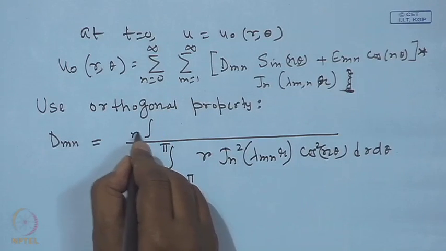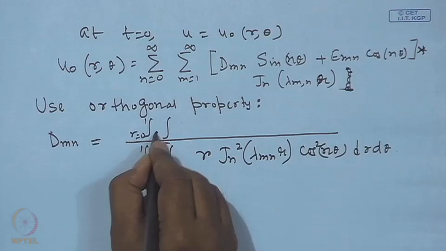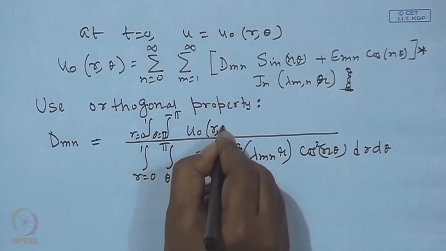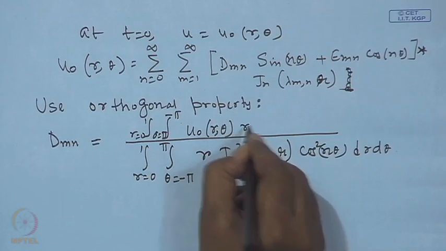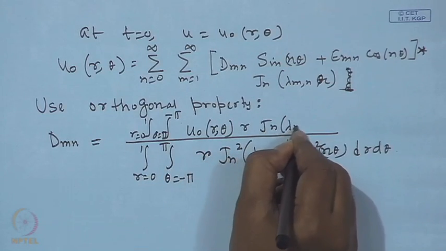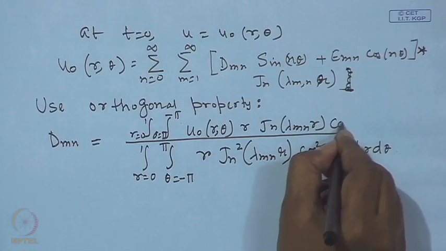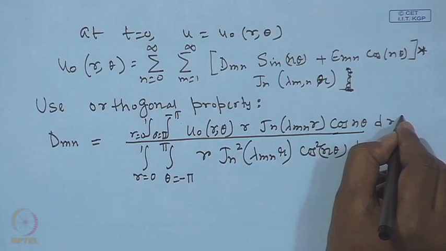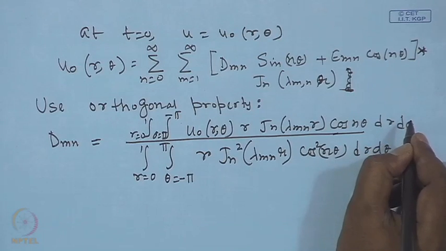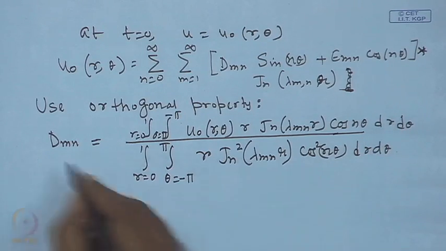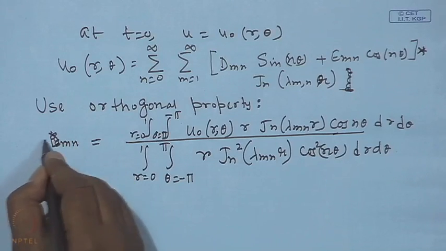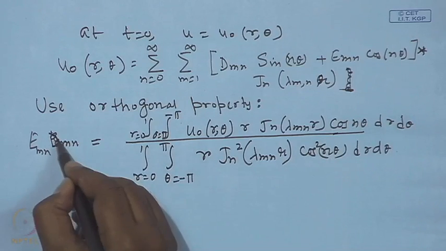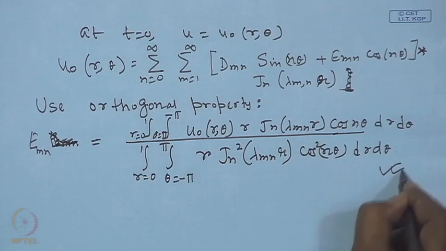In the numerator we have r equal to 0 to 1 and theta equal to pi to minus pi, u_0 r theta r J_n lambda_mn r cosine n theta dr d theta. This is the value of E_mn, because it is associated with cosine n theta, so it will be cos square n theta. So this is the expression of E_mn.